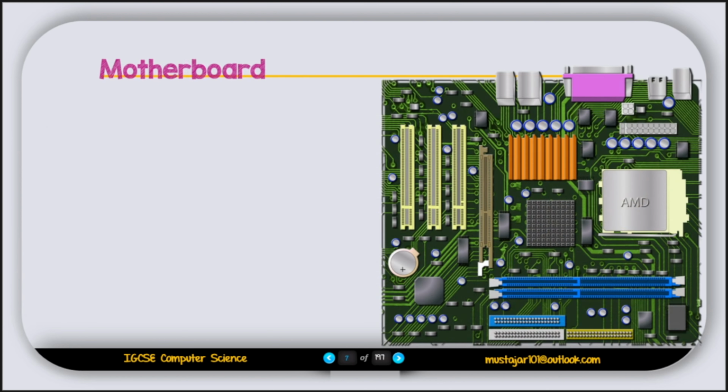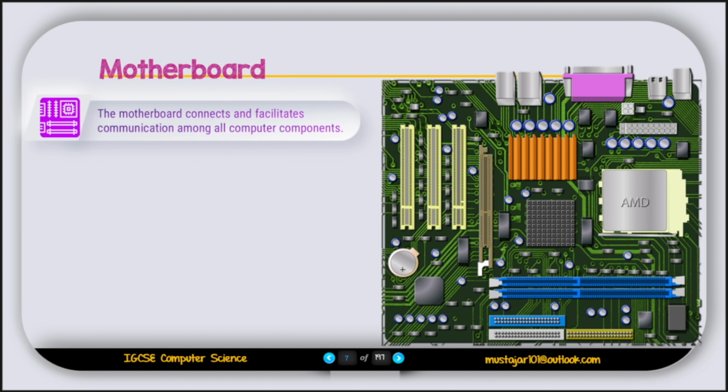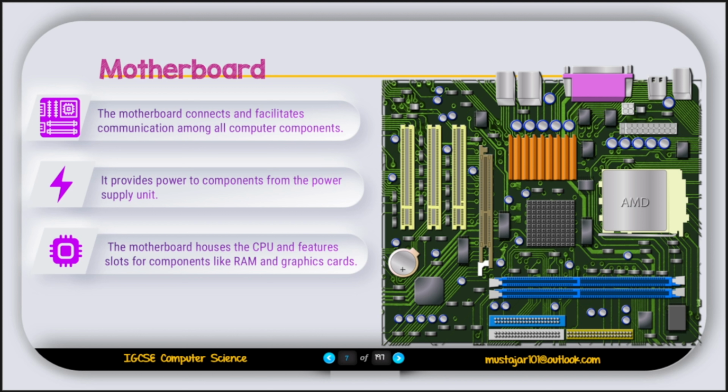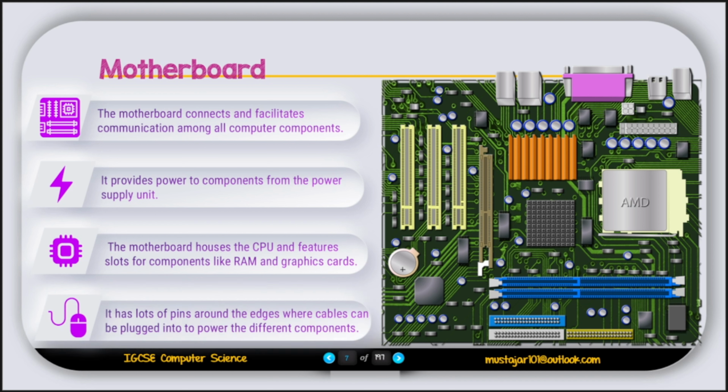Okay. Next component of a computer system is called the motherboard. So what is a motherboard? The motherboard connects and facilitates communication among all computer components. It provides power to components from the power supply unit. The power supply unit is attached to the motherboard, and the motherboard provides power to all other components. The motherboard houses the CPU and features slots for components like RAM and graphics cards. It has lots of pins around the edge where cables can be plugged in to power the different components. That's all about the motherboard.